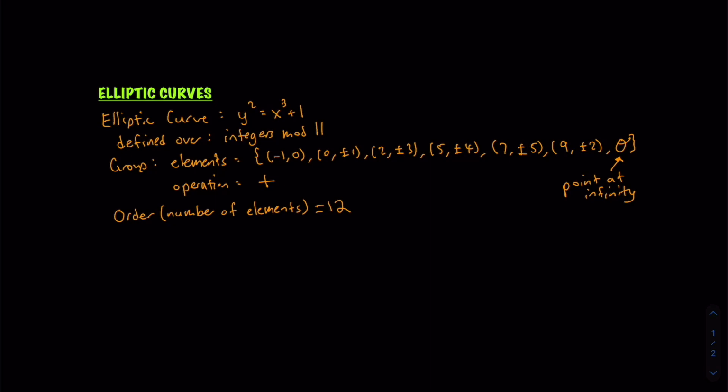Note that since we're working over a finite field of the integers mod 11, we could, if we wanted to, rewrite the negative values as positive ones in mod 11. For example, the point -1, 0 could be written as 10, 0, and the point 2, -3 could be written as 2, 8. For simplicity, though, we'll leave it as is.